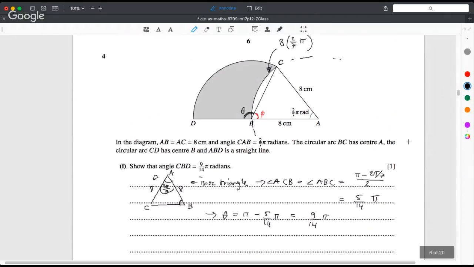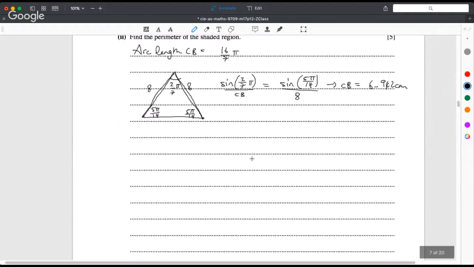And CB, well, that's the same thing as DB, right? Because they're both radii of this larger circle. So this is equal to DB, which is another piece of our perimeter.